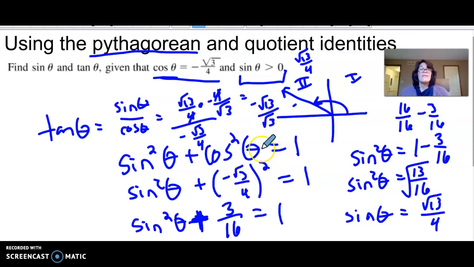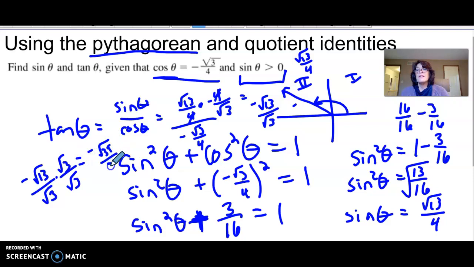Okay, now I have square roots everywhere. But if I multiply top and bottom by square root of 3, I get negative square root of 39 over 3. Okay, I told you didn't have to rationalize the denominator. So I would accept negative square root of 13 over square root of 3, but this would be probably the answer you'd see in a multiple choice situation, negative square root of 39 over 3. Okay?